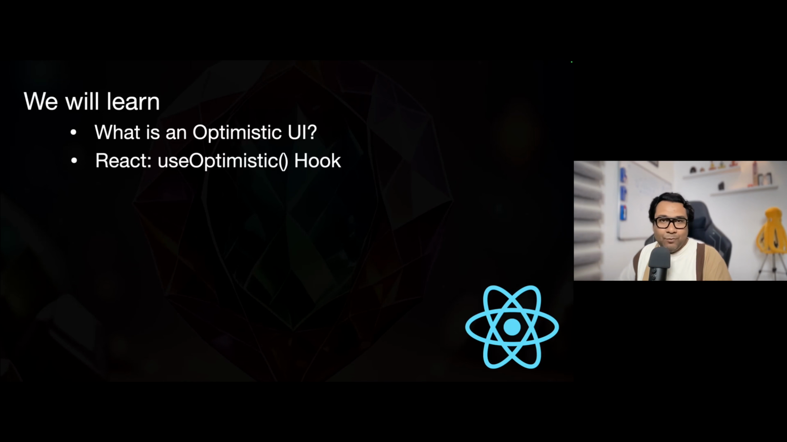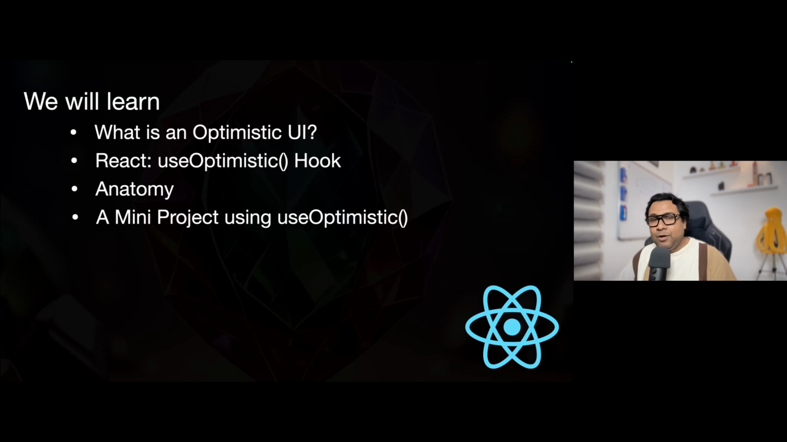Then what React provides. I just now told you React provides a hook called useOptimistic. Using that, we can implement the optimistic pattern in a React application. Then we're going to do the anatomy of that hook. As I told, that hook is a bit tricky to understand in the beginning, but once you do the proper anatomy, the slices and the dices of the hook and its syntax, you will understand it really well. Then a mini project using useOptimistic that we do every time in our pattern masterclass. And then error handling and the rollback thing that I mentioned.